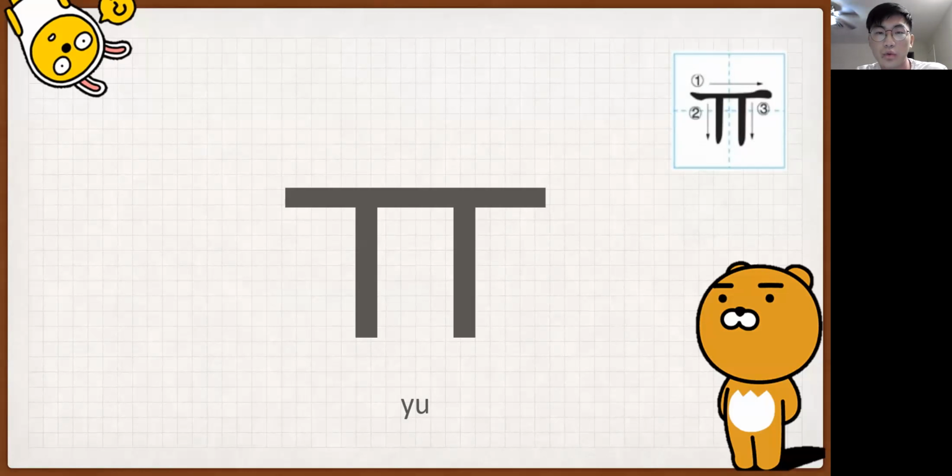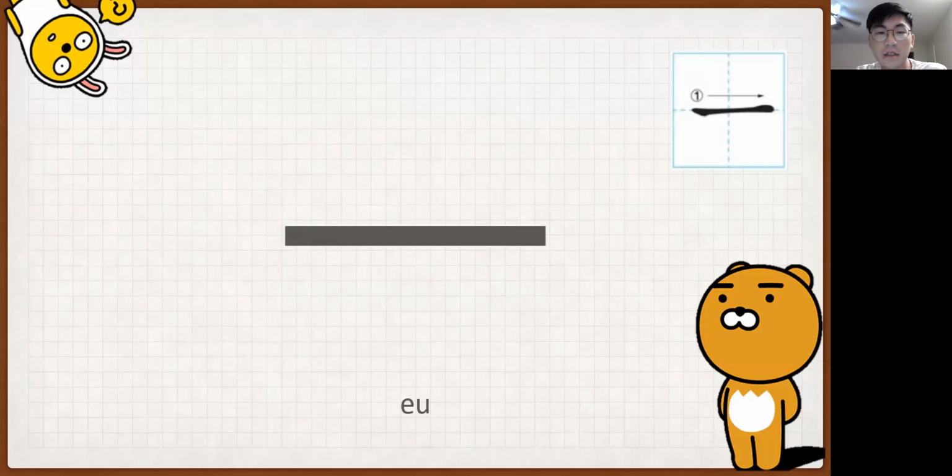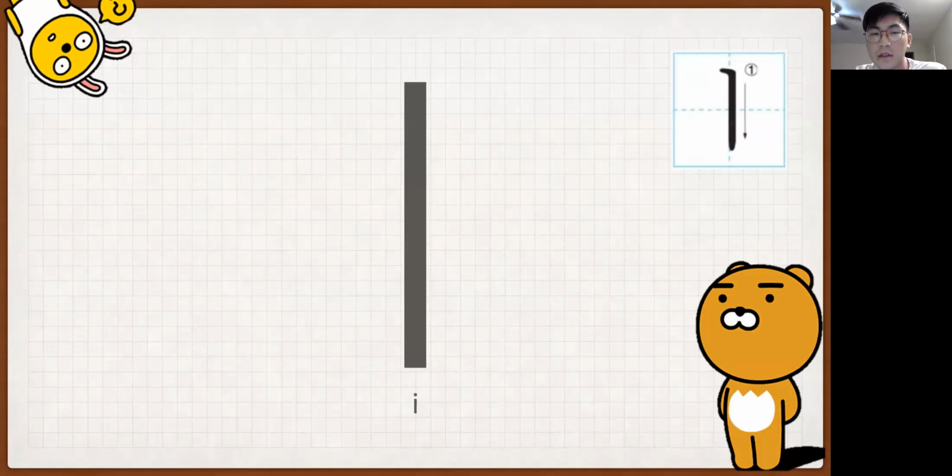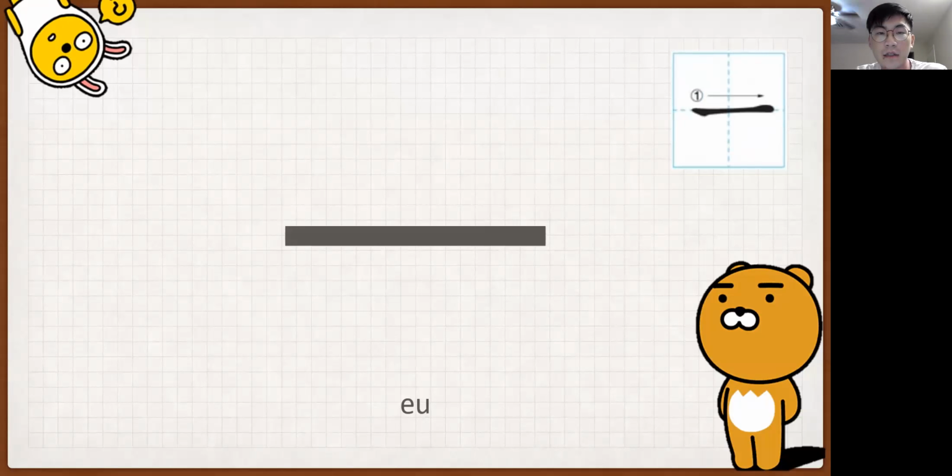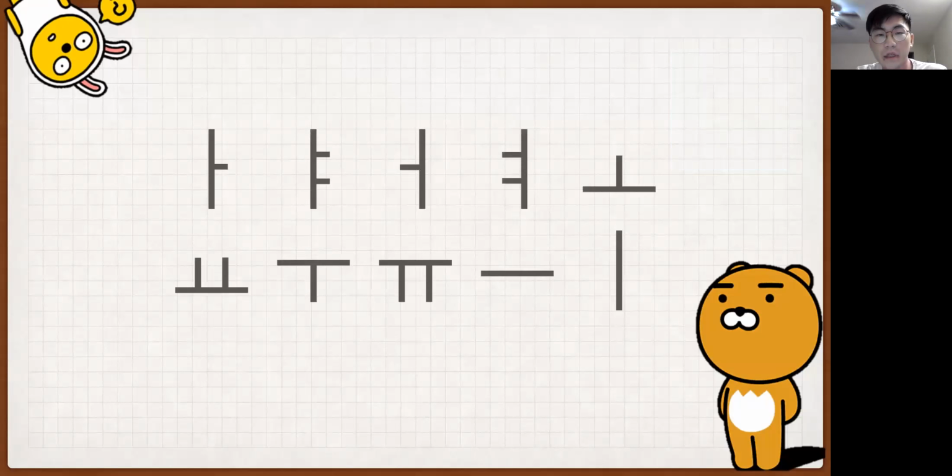Okay, I'm gonna go over those real quick. So this is A, Ya, O, Yo, U, Yu, Eu, E.